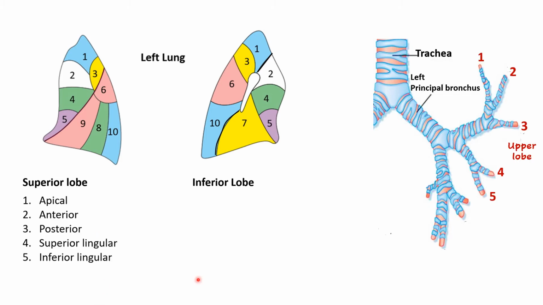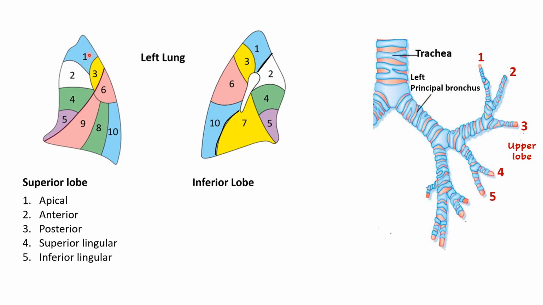We have 5. So in case of the left lung, the upper or superior lobe as well as the lower or inferior lobe each will have 5 bronchopulmonary segments. That's what you can see here, 1 to 5, right? The segmental bronchi can be seen.